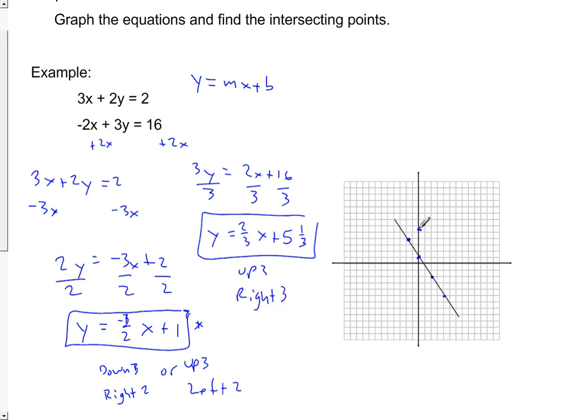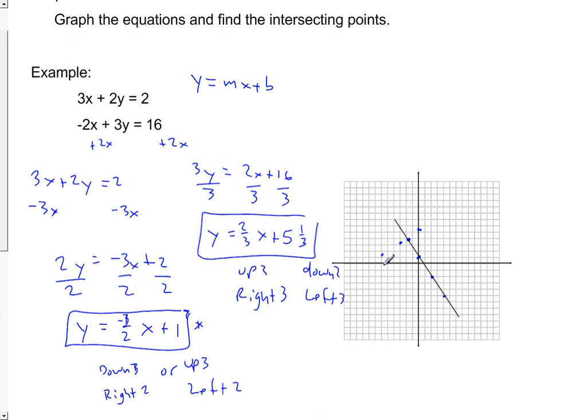But if I go up 2 and right 3, I'm going away from the current line that's on my graph. I want to actually go towards that line. So I'm going to go down 2 and left 3. Now remember that point is up 1/3 of a unit from the line. So when I go down 2, I have to stay at that 1/3 value and then go left 3 units. Okay, down 2, left 3.